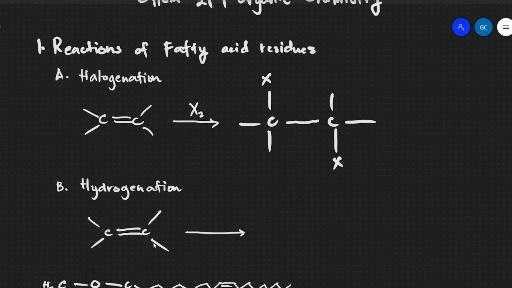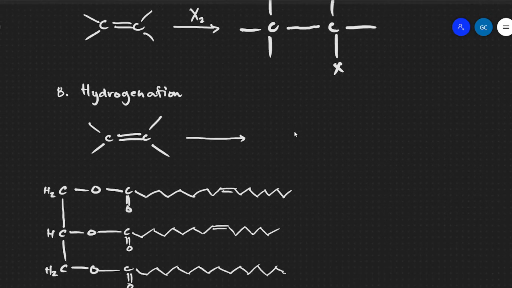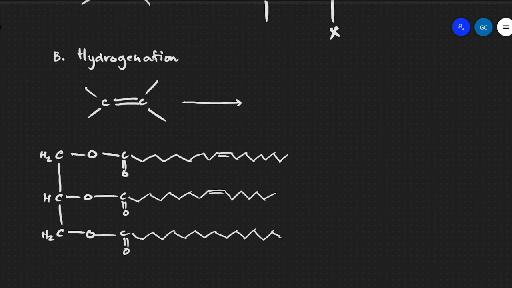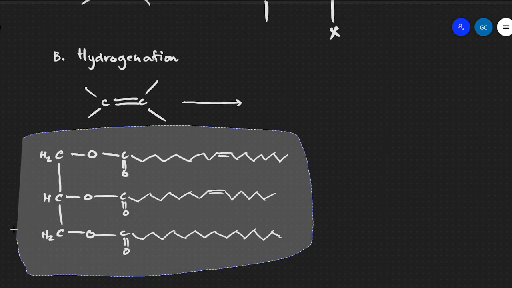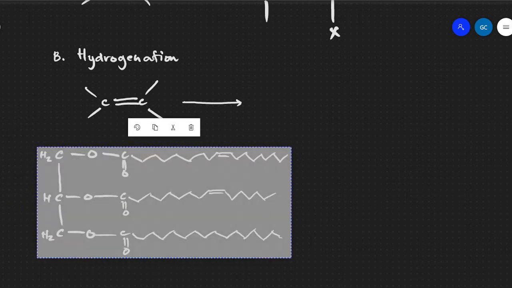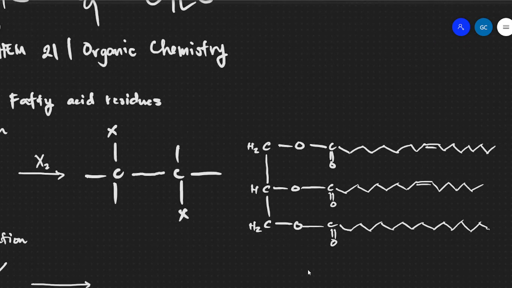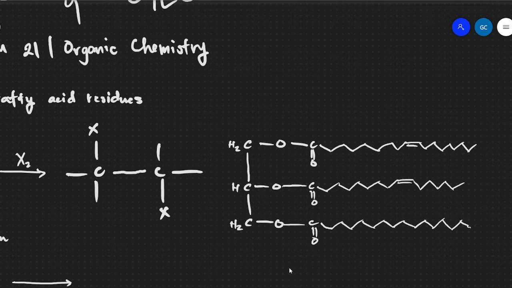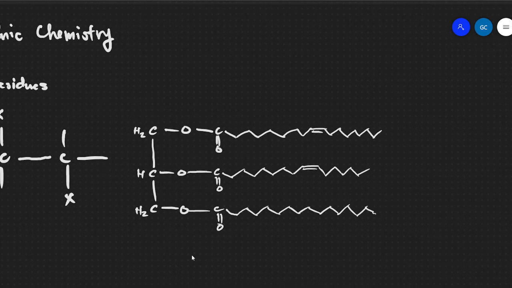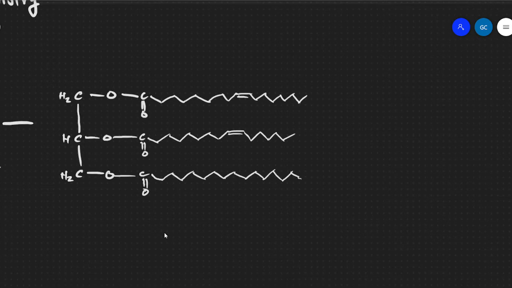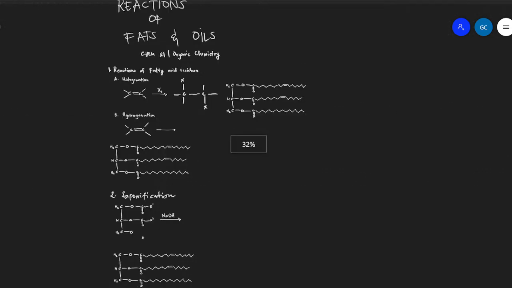Let's say, for example, we have this TAG. Let's just copy this first. For this TAG, as you may notice, we have two acyls that have double bonds. That means the reaction will only occur there. If we consider this TAG, and let's say we have a halogen, say iodine. What is iodine? That is just I.